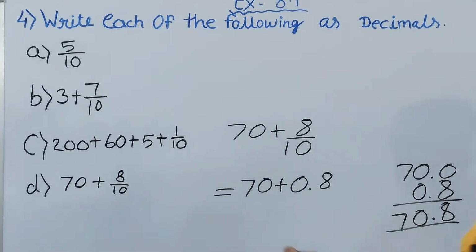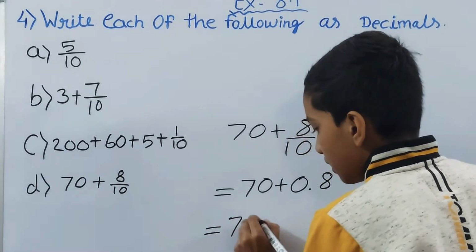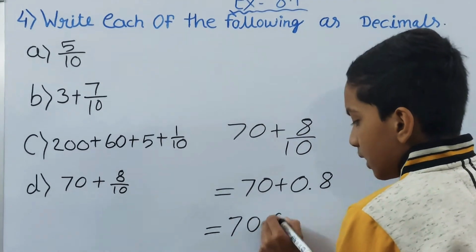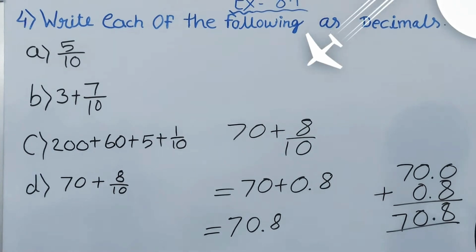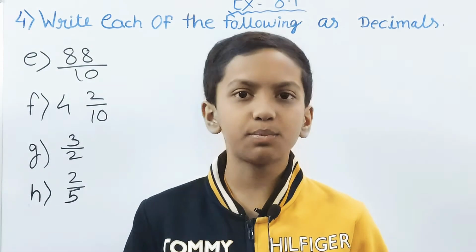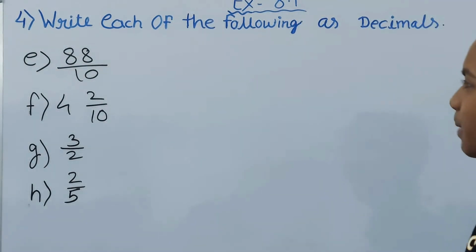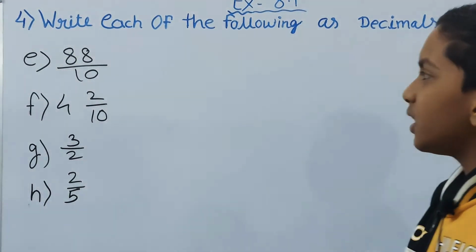So this is our final answer, which is 70 point. Now let's move on to the next part. So the next part is 88 upon 10.